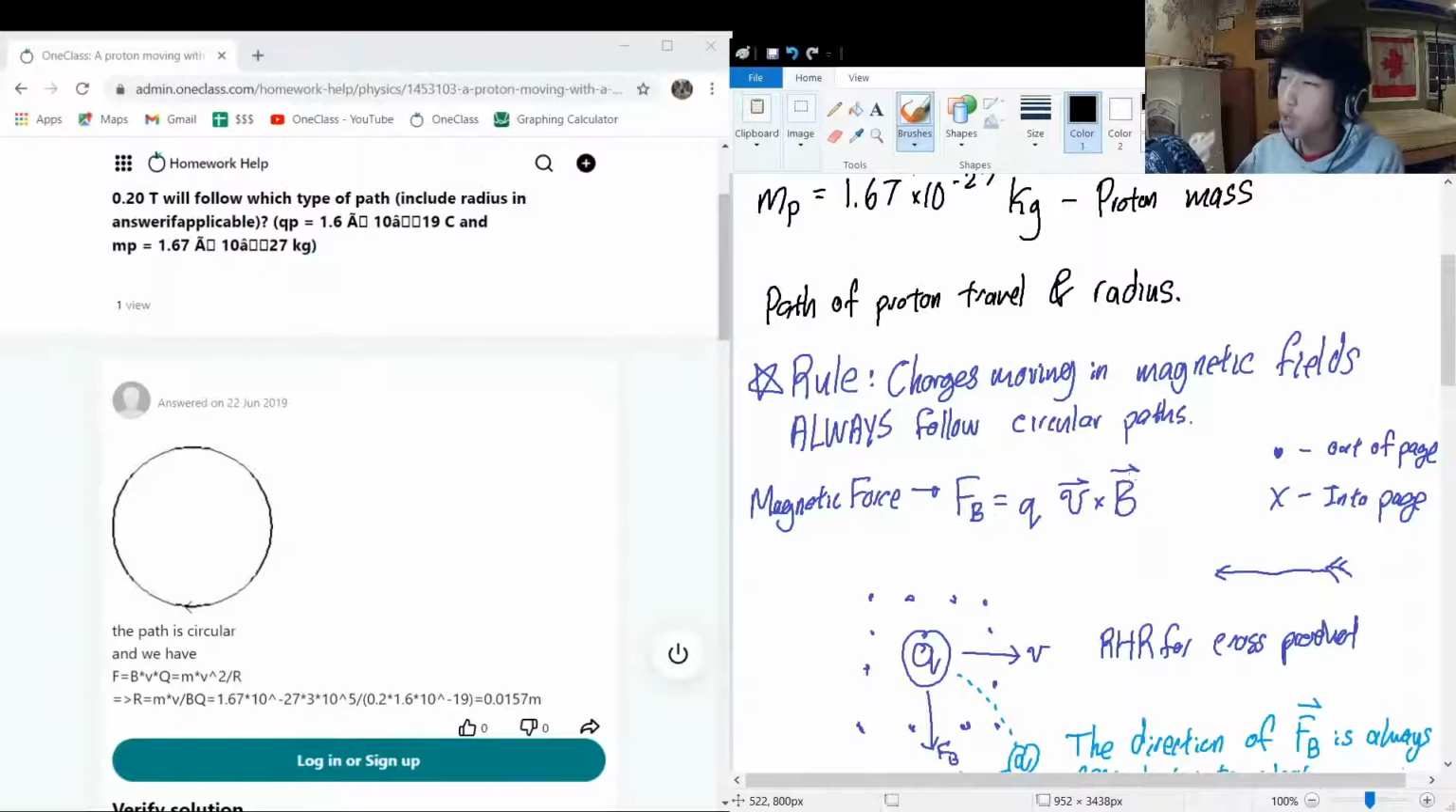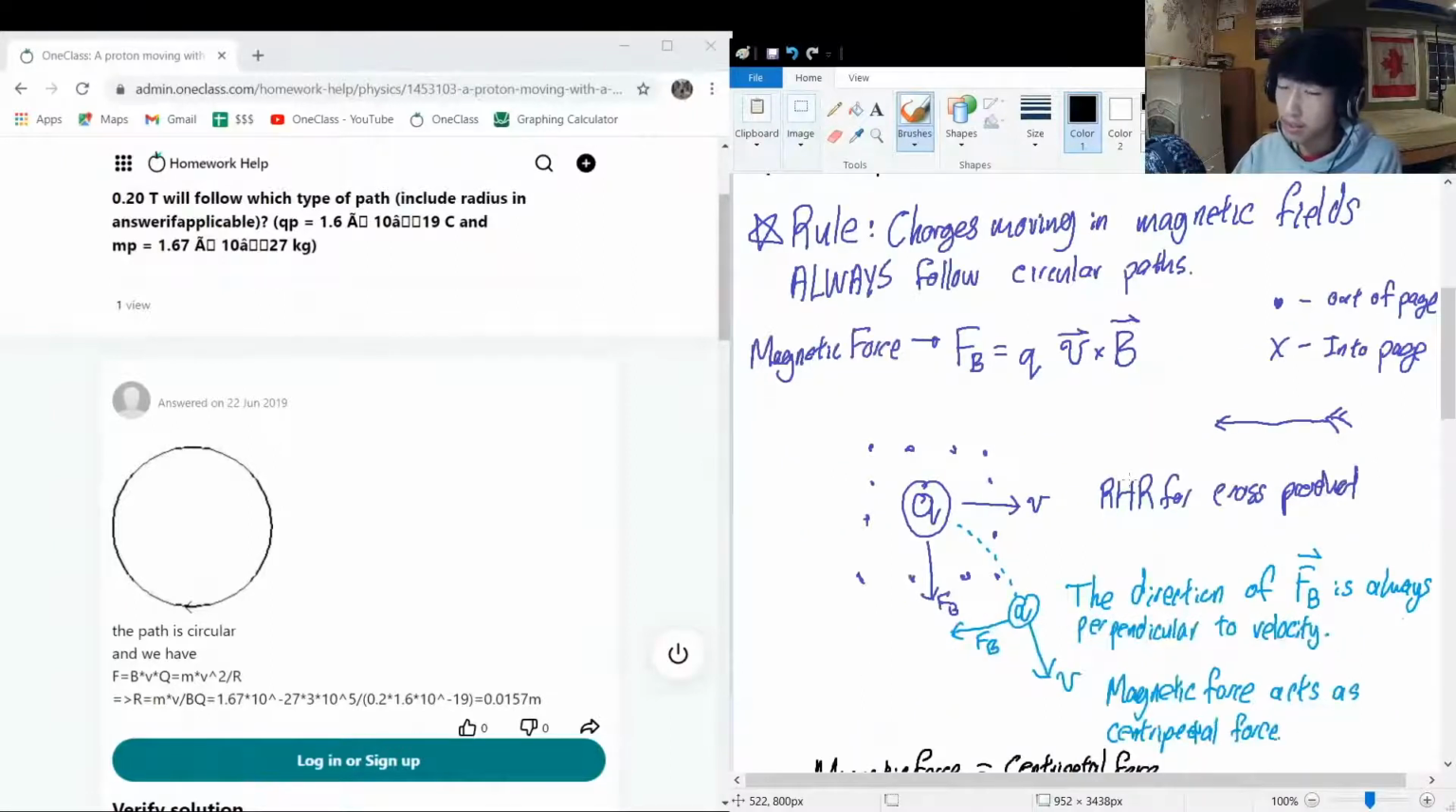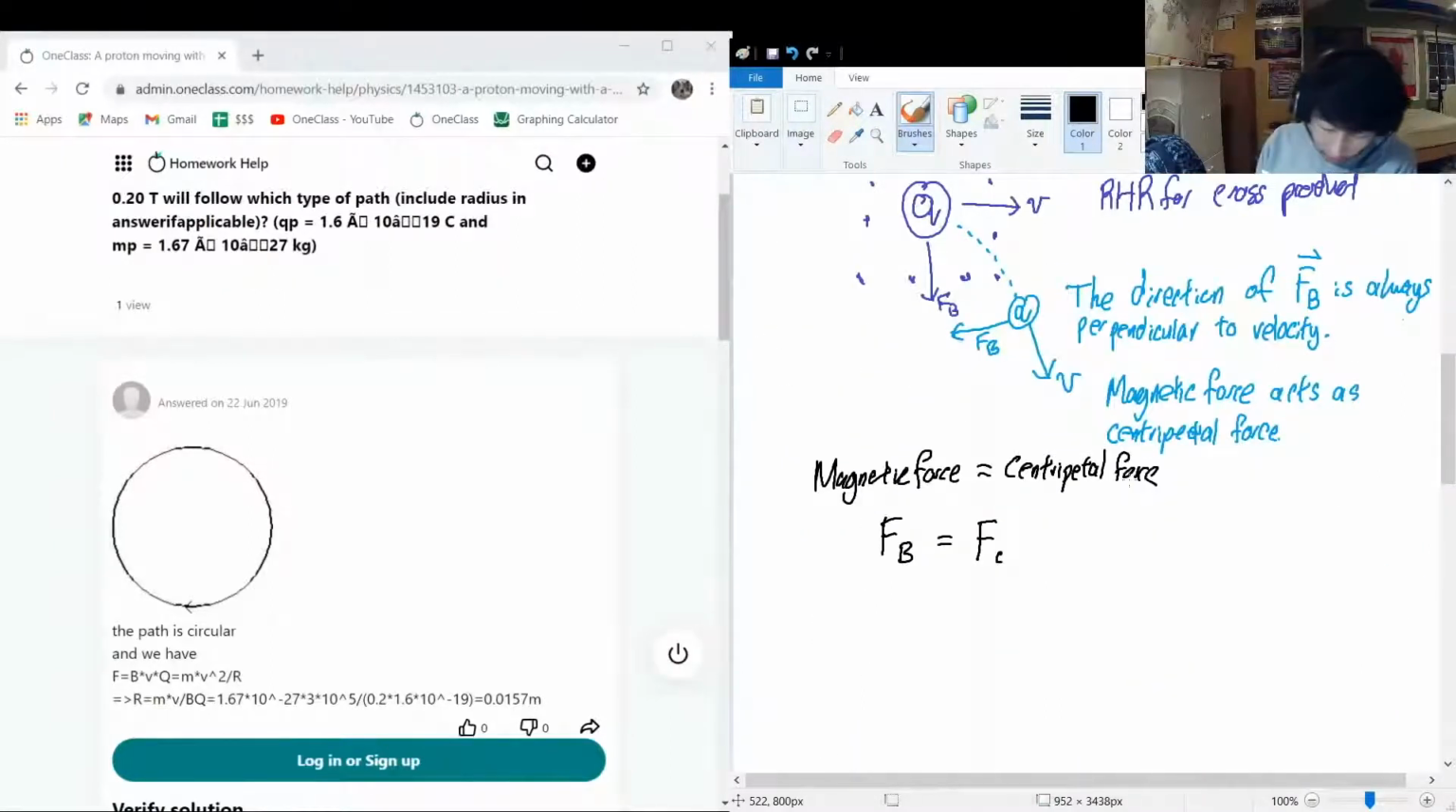Because we don't have directions to worry about. But if you want to be more formal, just know that you're going to want to use the cross product, unless you're doing a 2D scalar analysis or a complete scalar analysis. Okay, so we have QVB, which is equal to the centripetal force. And as we know, the centripetal force is mass times velocity squared over radius.